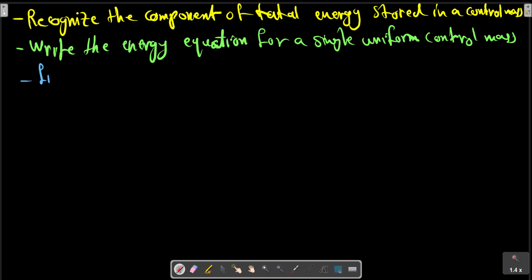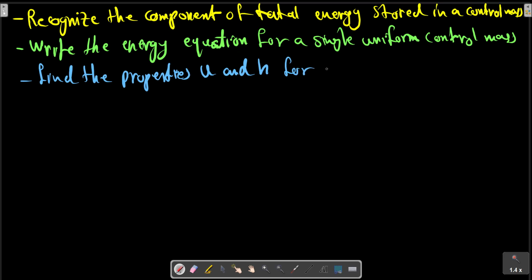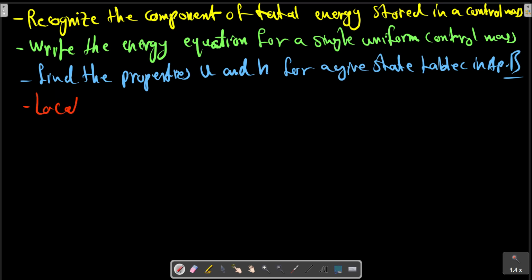Find the properties U and H for a given state table in appendix B. Locate a state in the table with an entry such as P, T, and H.